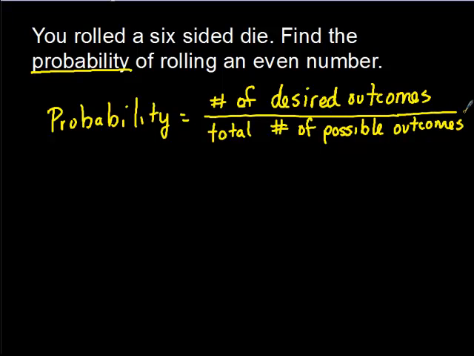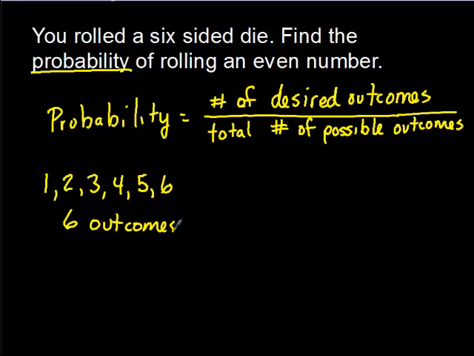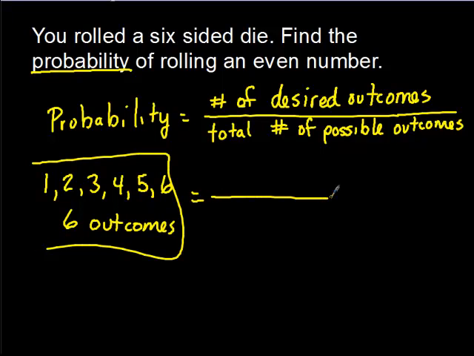So for example, in this case, we rolled a six-sided die. There are a total of 6 possible outcomes. We could have the number 1 show up, we could have 2, 3, 4, 5, or 6. That's 6 outcomes. So for this probability, the total number of possible outcomes is 6.